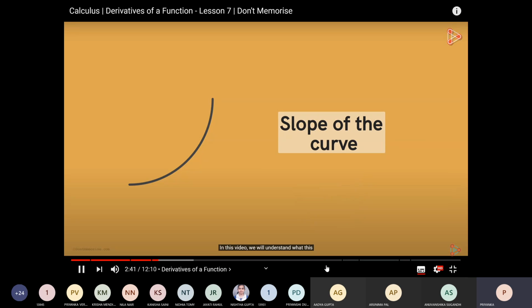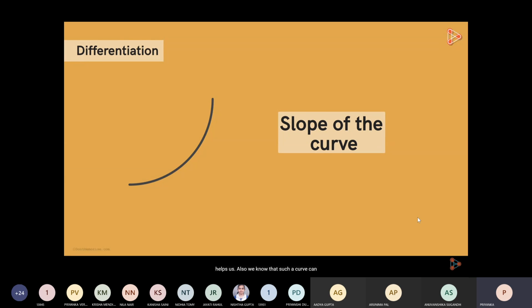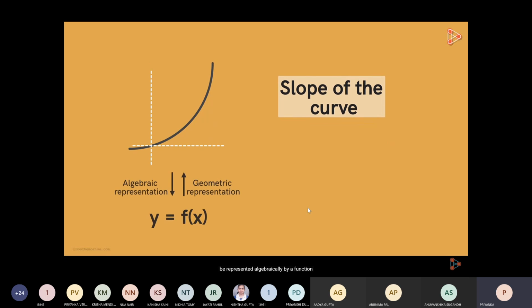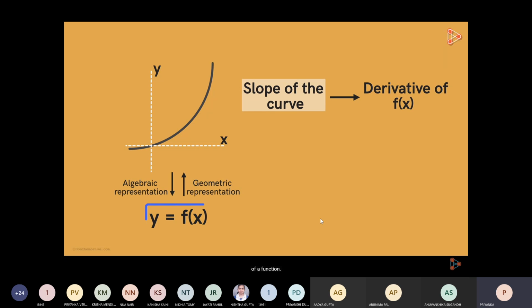In this video, we'll understand what this means. Here, the process of differentiation helps us. Also, we know that such a curve can be represented algebraically by a function between two variables. We will see that this slope is connected to the idea of the derivative of a function. So let's continue with our question.